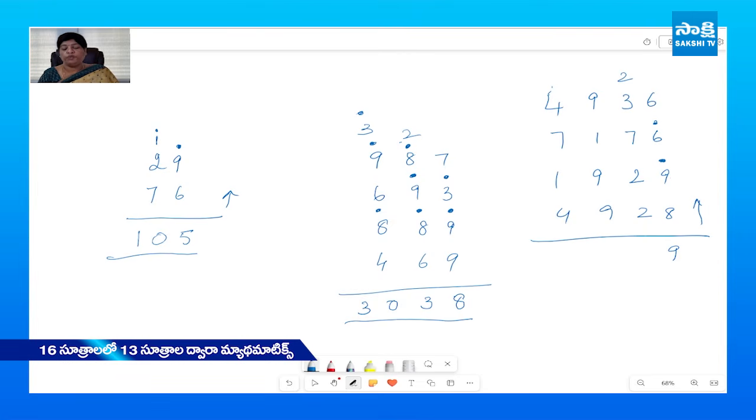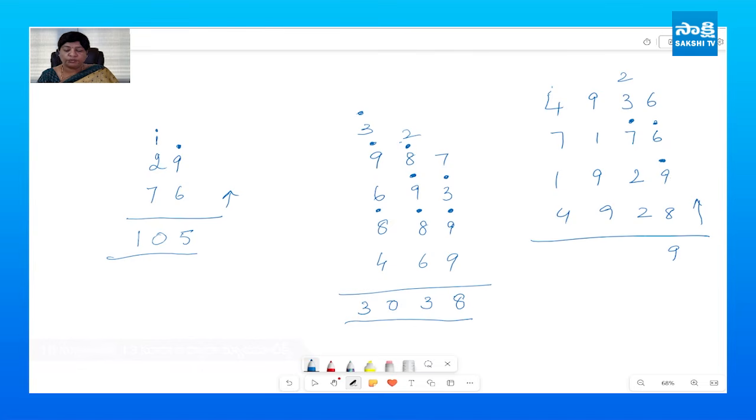2 plus 2 is 4. 4 plus 7 is 11, so dot plus 1. 1 plus 4, 1 plus 3 is 4. 4 plus 2 is 6. So there's a single dot, that means a single number carry 1 to the next level.